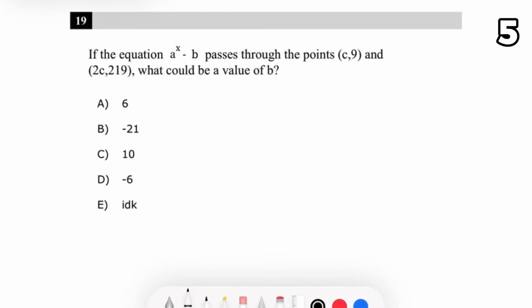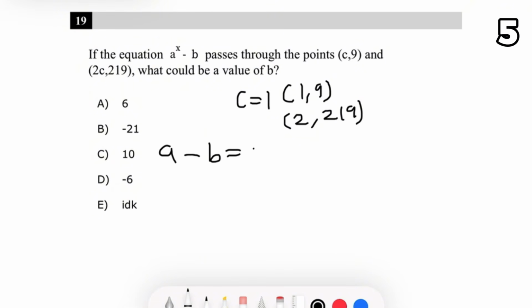If the equation a to the x minus b passes through the points c, 9 and 2c, 219, what could be a value of b? The easiest way to solve this equation as well is to plug in. For c, we're going to plug in the value of 1, and our new points will be 1, 9, and 2, 219. Now we can plug these points into our equation. So we get a minus b equals 9, and we get a squared minus b equals 219.